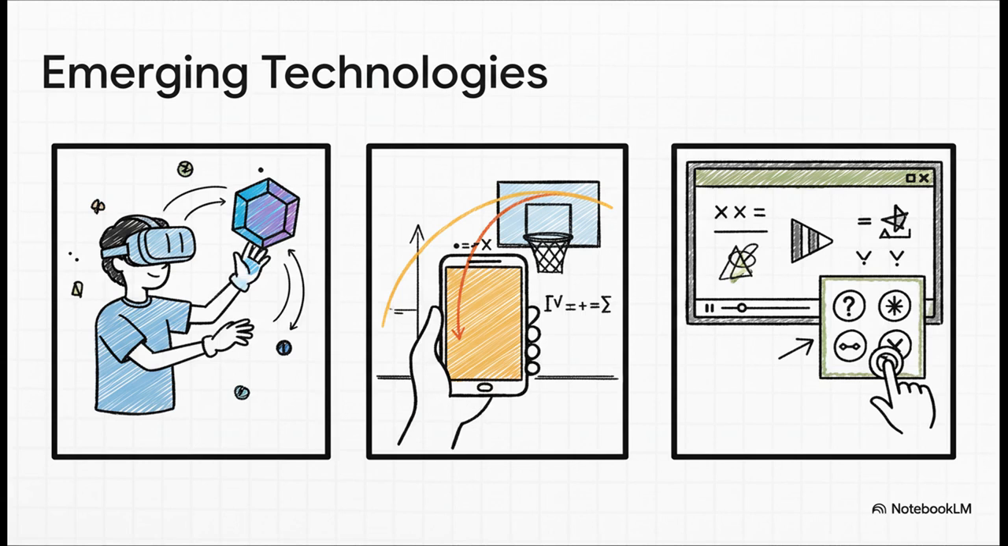I mean, imagine students putting on a headset and literally stepping inside a 3D geometric shape to understand its properties. Or using a phone's camera with augmented reality to project the perfect arc of a basketball shot right there on the court. I mean, this is the future of making math feel real.